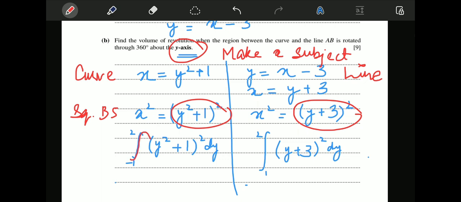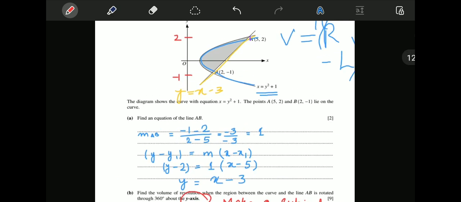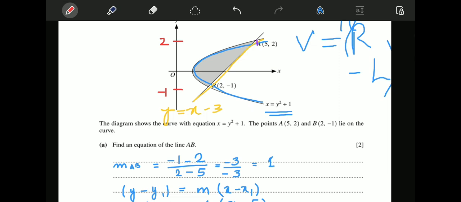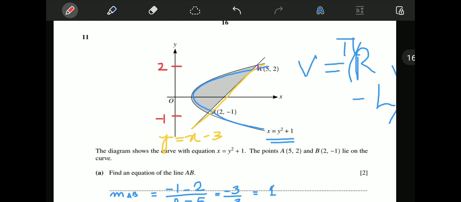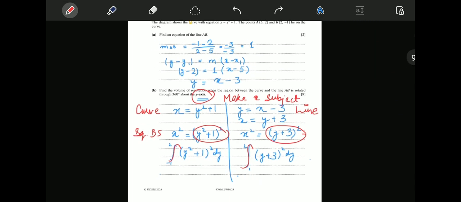So integrate the right hand side, and what will be the limits? See, your curve, the shaded region, see your shaded region is between this minus 1 point y coordinate, and this is 2. Okay, so your curve is shaded between these 2 points, so you are going to apply the same limits for both, because both are starting and ending at the same point. Okay, first thing is this.